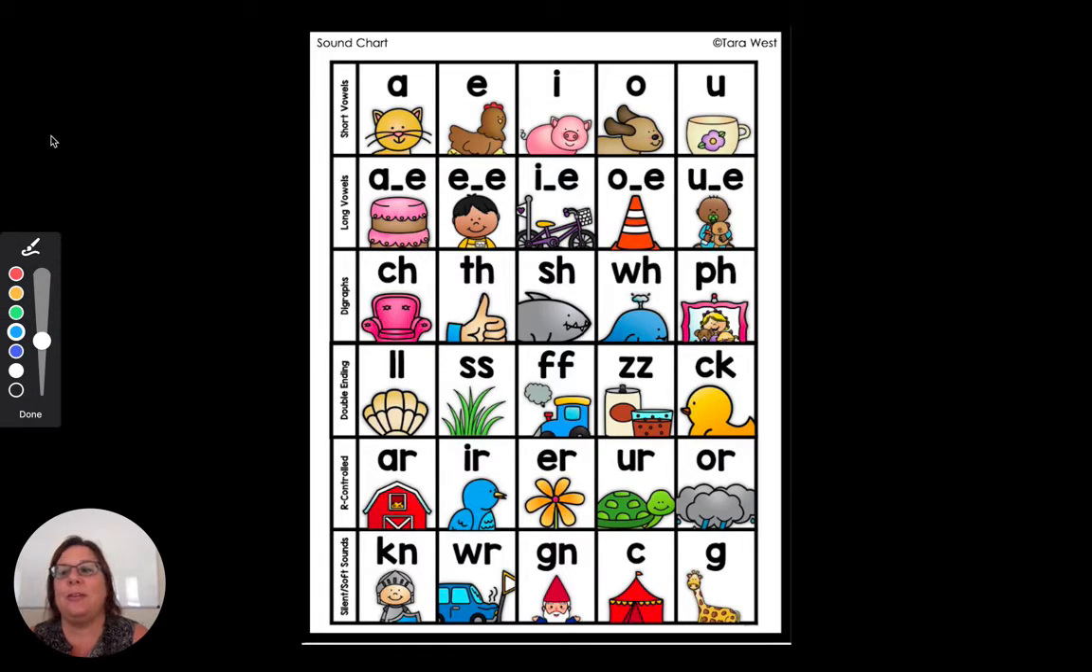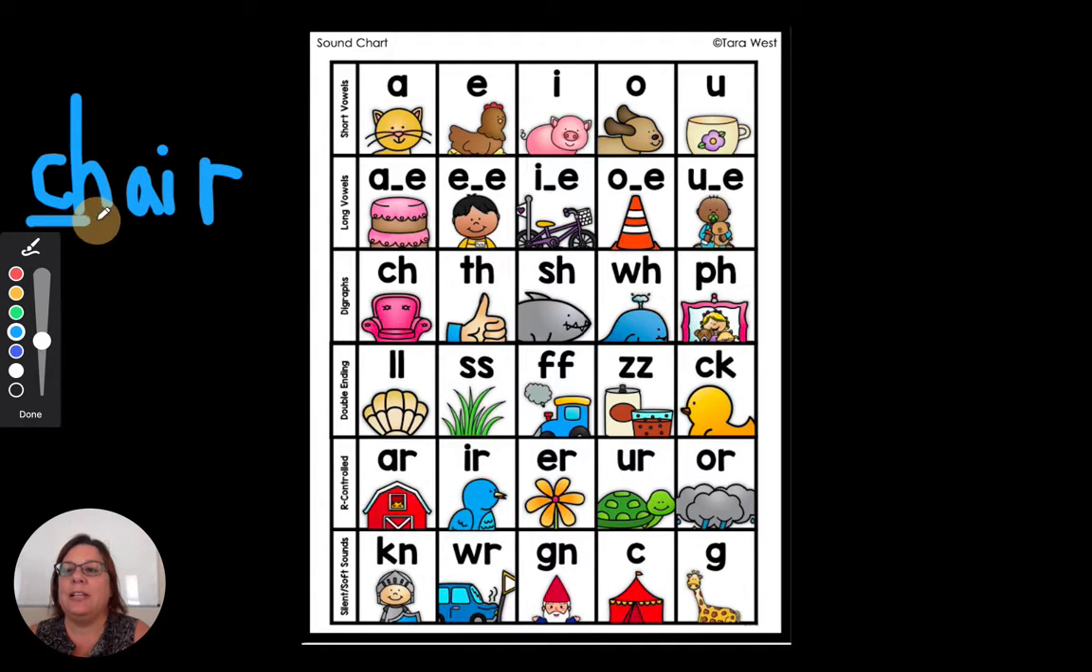Let's do chair. Here we go. We have a C and an H, ch. Together they make one sound, not two sounds. One sound, ch. A-I-R, air, chair. And I'm going to write it again, chair. Here we go, C-H, ch, air, chair, three sounds, ch, air, chair.